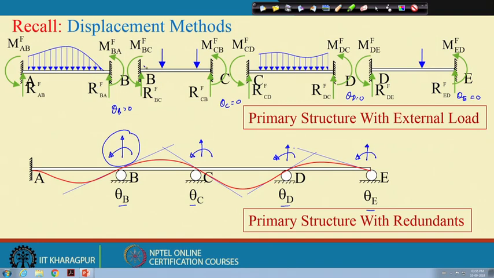That is how you did in displacement method, slope deflection method. So, if they have to equilibrate each other, then suppose this is P1, this is P2, this is P3, and this is P4, then equilibrium says that P1 plus R_BAF plus R_BCF is equal to 0, and this gives you P1 is equal to minus (R_BAF plus R_BCF), fixed end.